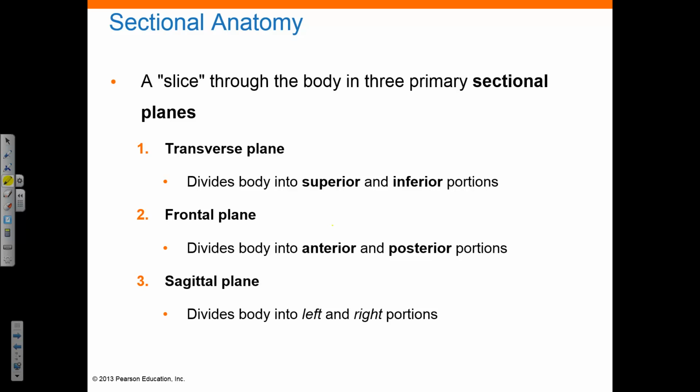Moving on to sectional anatomy. Sectional planes refer to slices taken through a three-dimensional subject. Three main planes used when discussing the human body are the transverse plane or horizontal plane, which divides the body into superior and inferior portions, the frontal plane or coronal plane, which divides the body into anterior and posterior portions, and the sagittal plane, which divides the body into left and right portions.